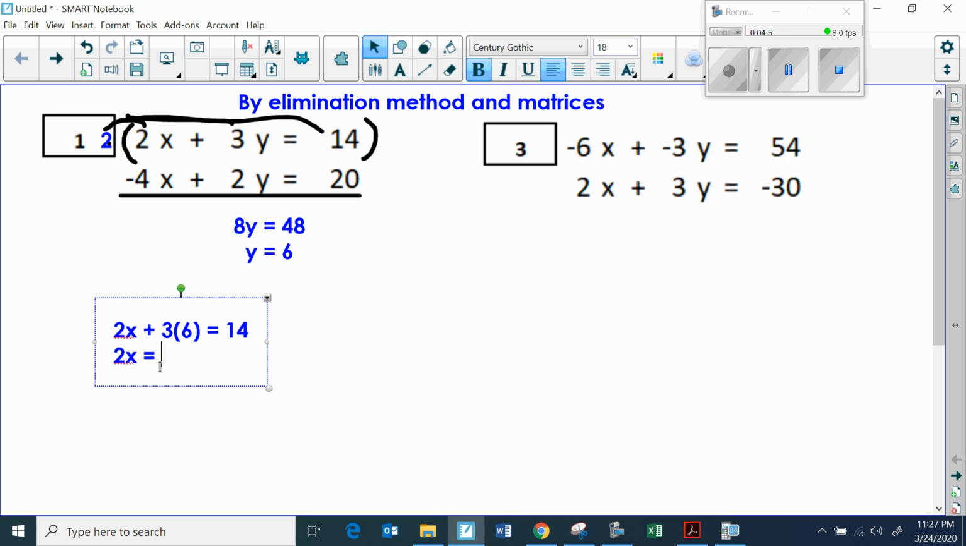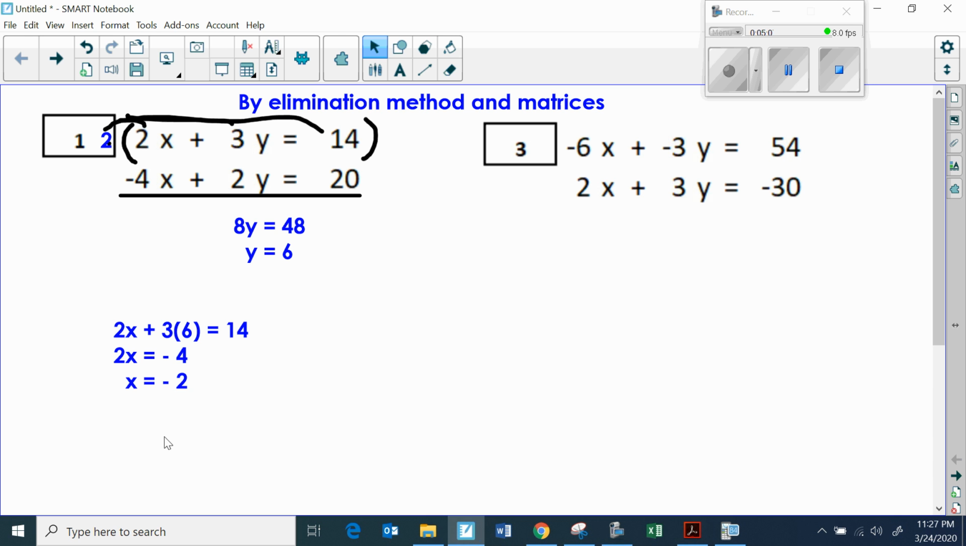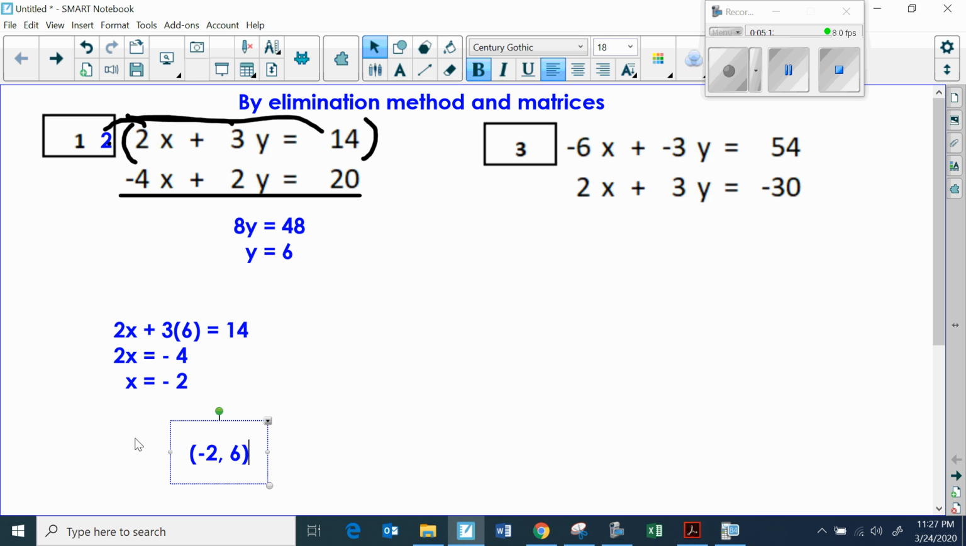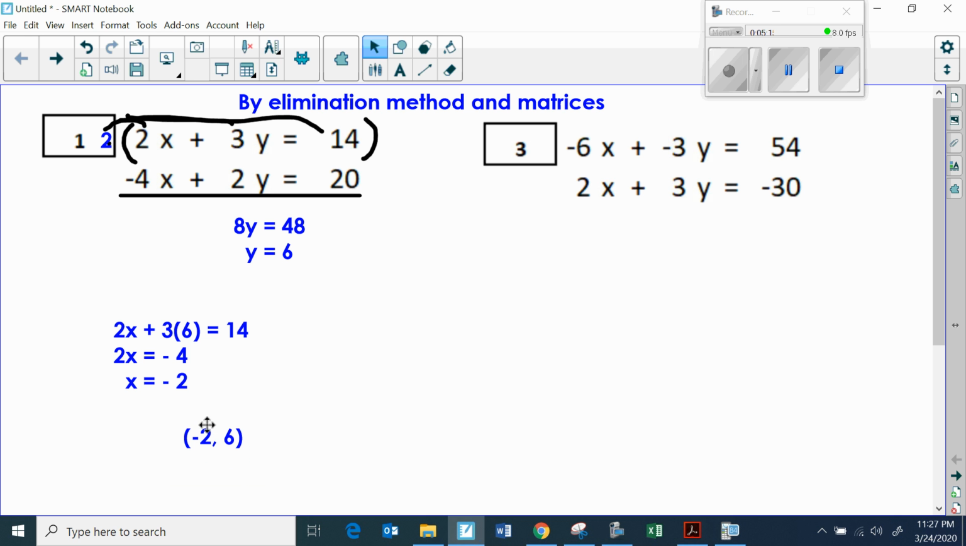14 minus 18 is negative 4. I'm just saving some time for video length here. And negative 4 divided by 2 is negative 2. Okay, so I write my point of intersection as a point: negative 2, comma 6. Okay, there's my answer. That's where these two lines intersect, negative 2, comma 6.